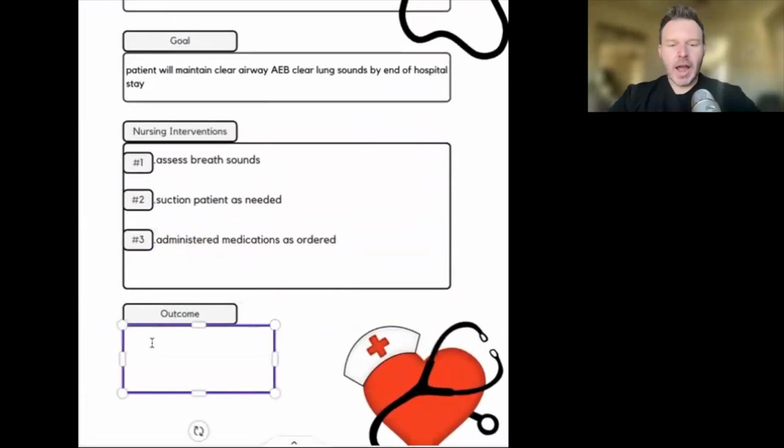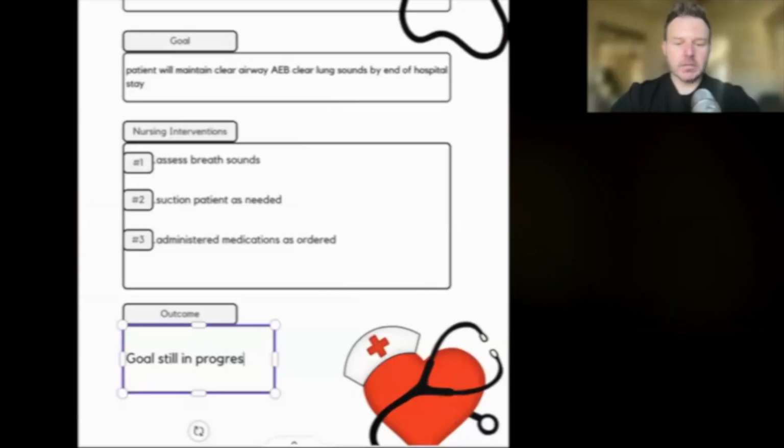Okay, so what about our outcome? Has it been met? Has it not been met? Well, it's still going to be in progress unless they have clear lung sounds, and they haven't developed clear lung sounds yet. So this goal is still in progress.